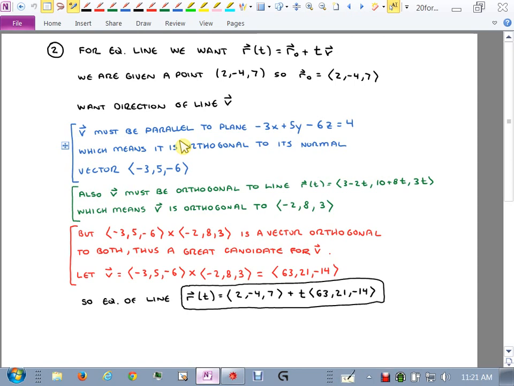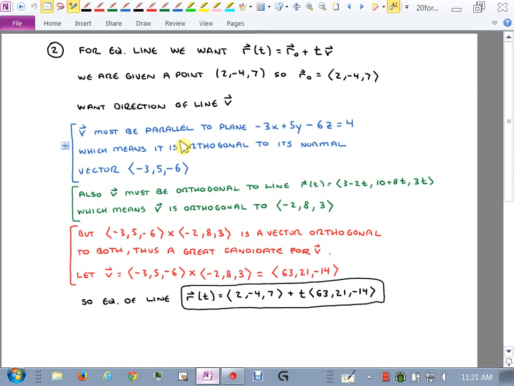Okay. So now let's get back to the main idea. How do I find the direction of this line? I have to be parallel to this plane, which means the direction of this line has to be what? The plane doesn't have a direction. What's the only real good information we have about a plane? Its normal vector, right? So how is the direction of this line related to that normal vector? They're orthogonal, right? So my direction has to be orthogonal to this normal.